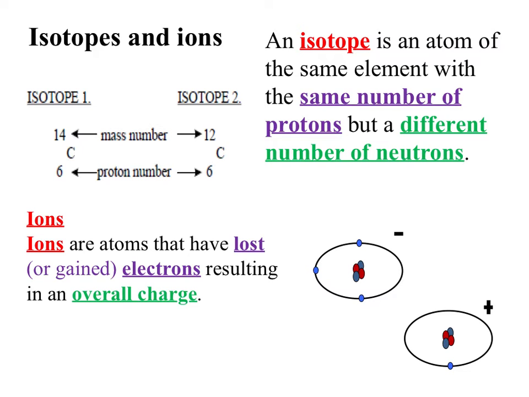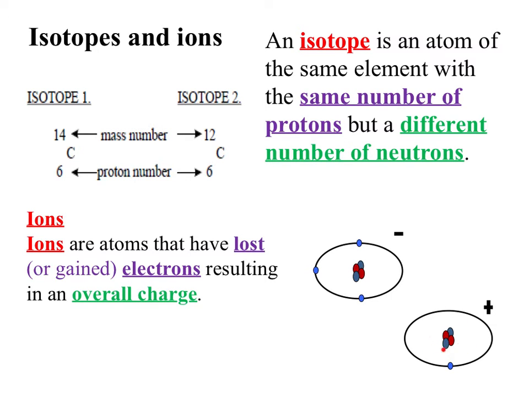We also need to be aware of ions. So ions are atoms that have lost or gained electrons, resulting in an overall charge. So we can see here we've got a helium nucleus, because we've got 2 protons and 2 neutrons. Around this in its orbit, we've got 3 electrons in this case, which gives it a charge of minus 1, because we gained an electron. Therefore, the ion becomes negative.